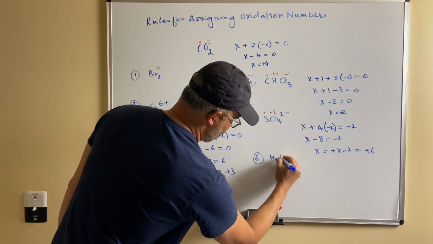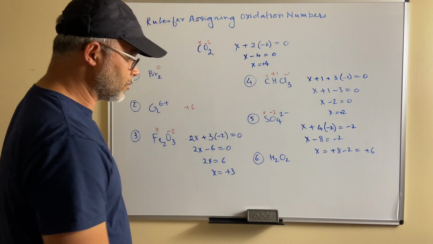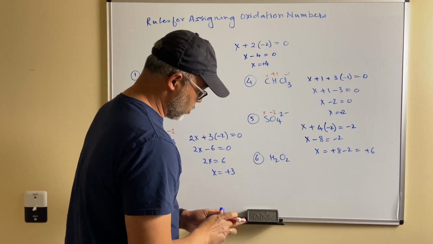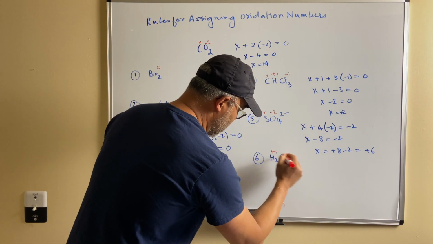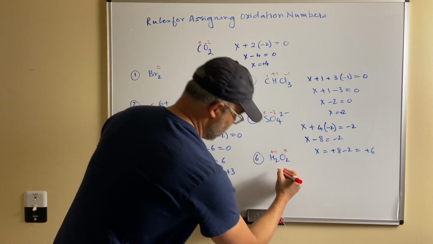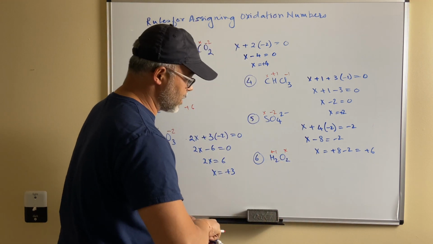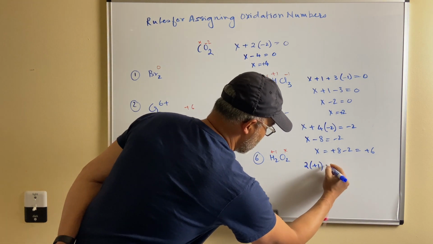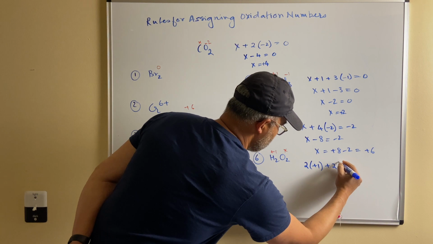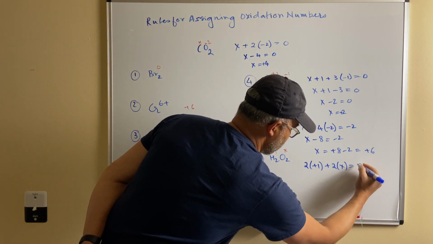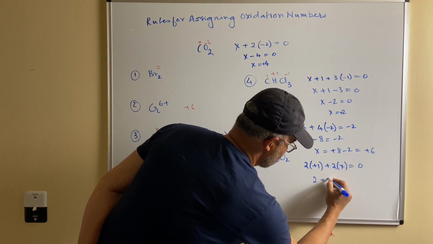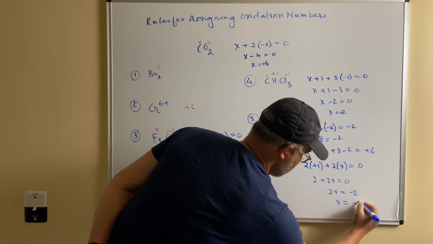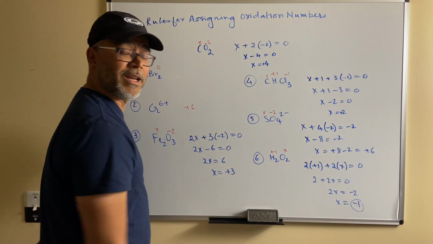Let's say we have H2O2. Hydrogen comes above oxygen in the table we highlighted, so that's +1, and let's call oxygen X. If we set this up as an equation in X, that's 2 times +1 plus 2 times X is equal to 0. So 2 plus 2X is equal to 0, or 2X is equal to -2, or X is equal to -1. So oxygen is -1 in this case.